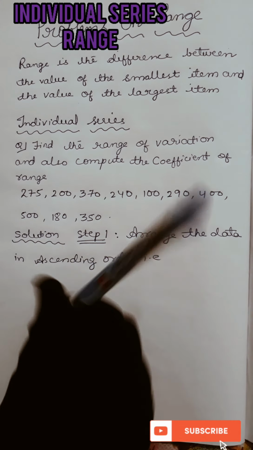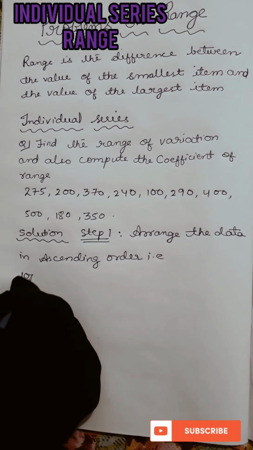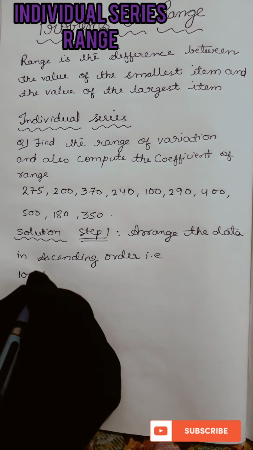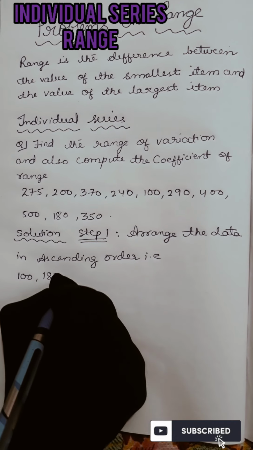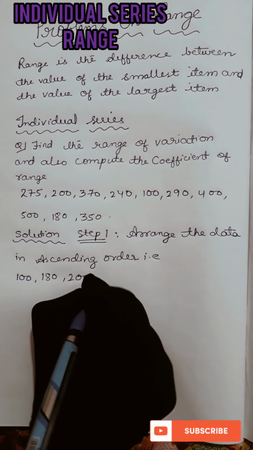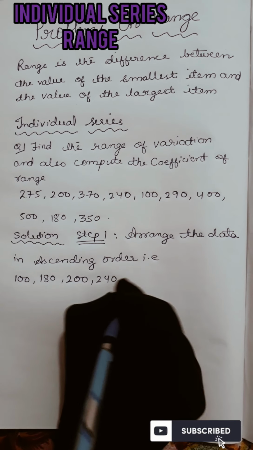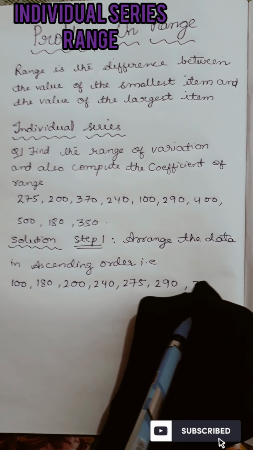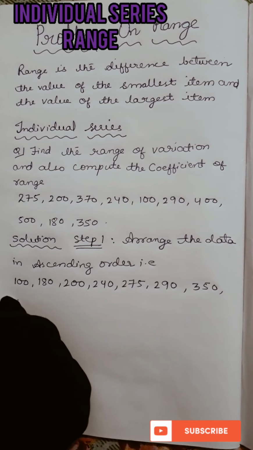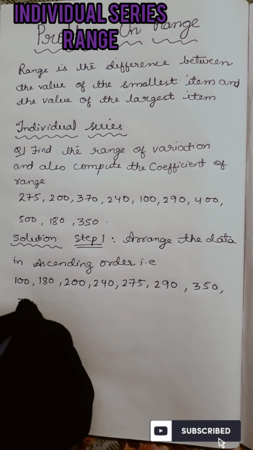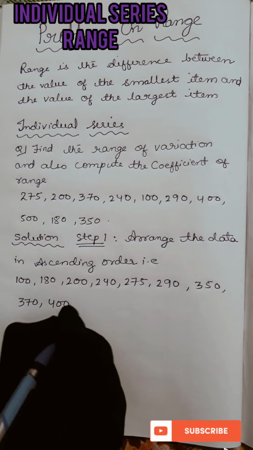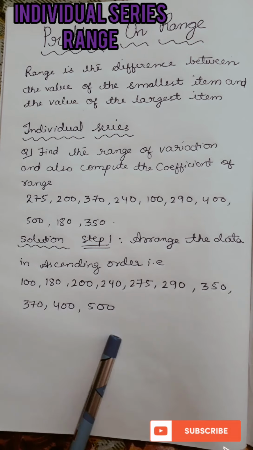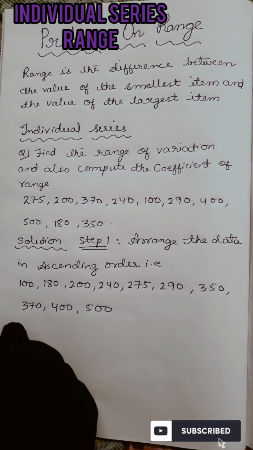The smallest number is 100. We have to write the numbers from the smallest to largest. After 100, 180, 200, 240, 275, 290, 350, 370, 400, 500. We have completed the first step, arranging the data in the ascending order.